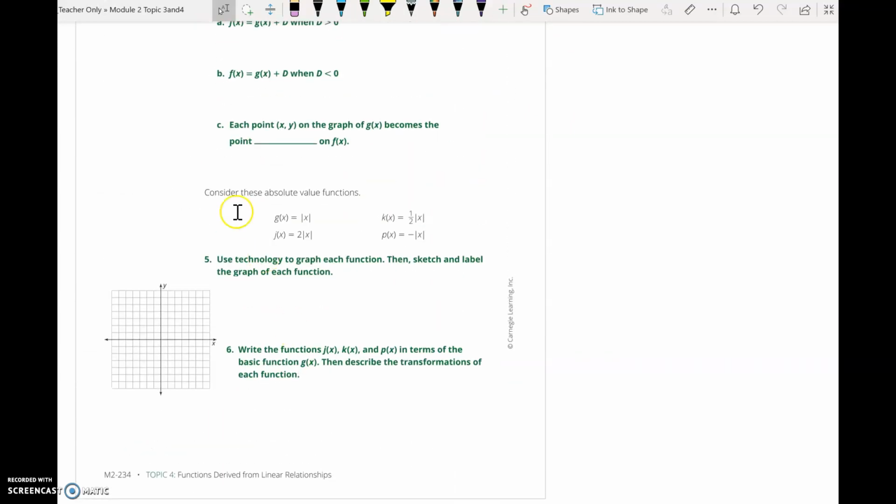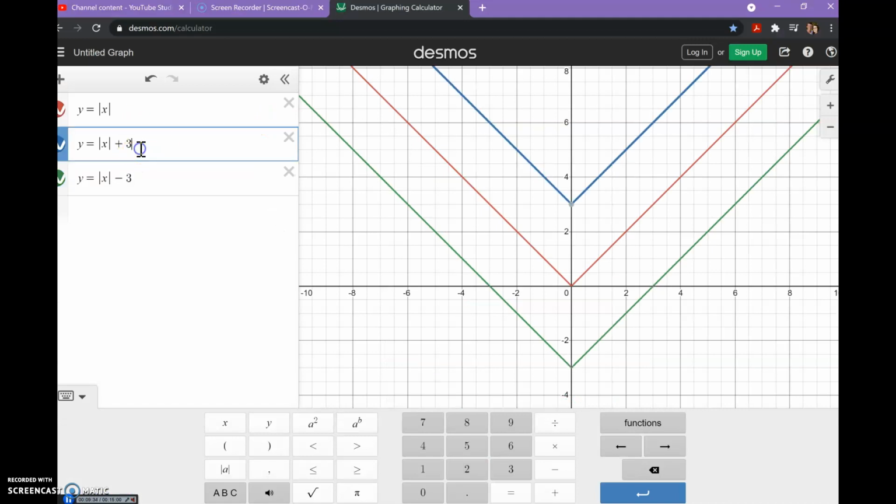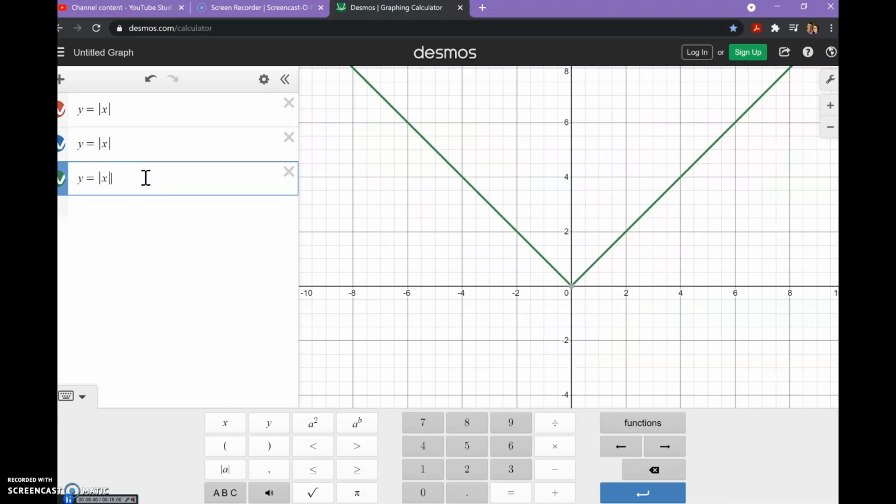So now I'm going to look at these. So I have x, a 2 in front, a 1/2, and a -1. I want you to think about how those kind of look like maybe slope, right? Slope is in front of x. So the first one was just the basic, right? Up 1 over 1.